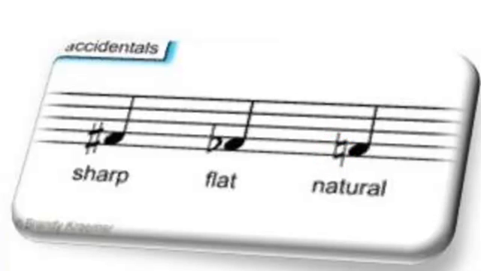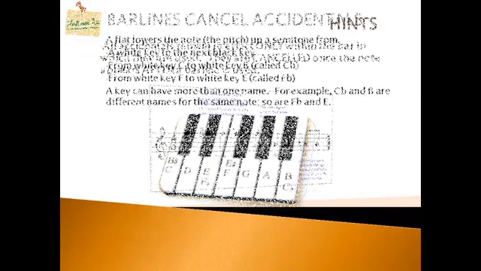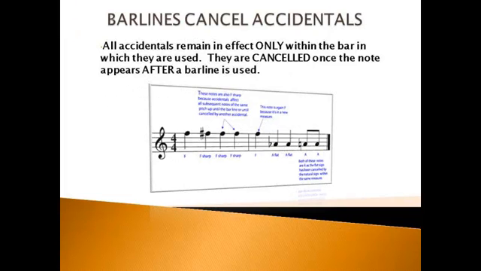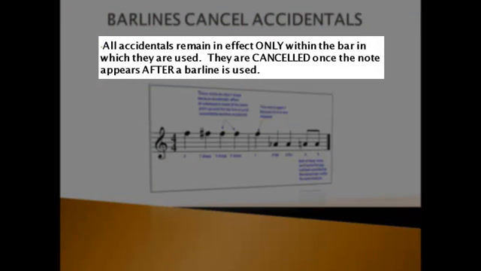You know exactly what note is sharp, flat, or natural. A bar line is going to cancel out any accidentals. So anytime you have an accidental, it is only for that particular measure of music. Once you see the bar line, then any accidentals in the previous measure don't count anymore.